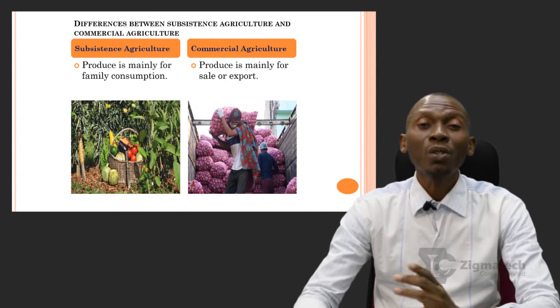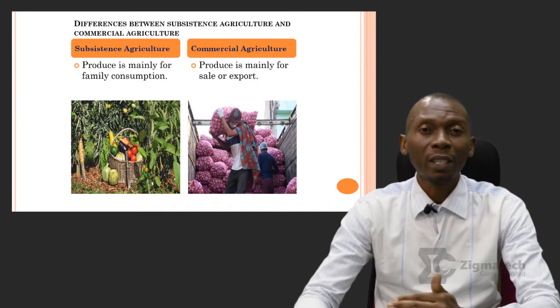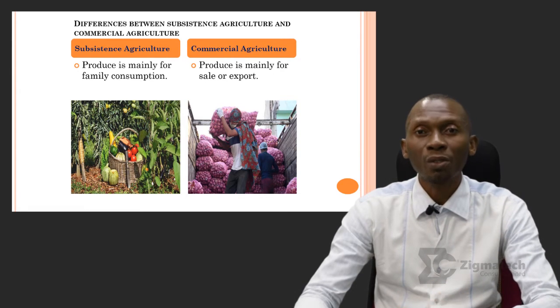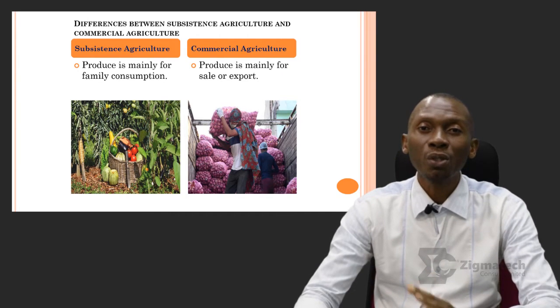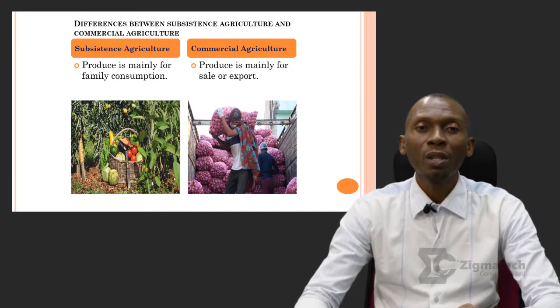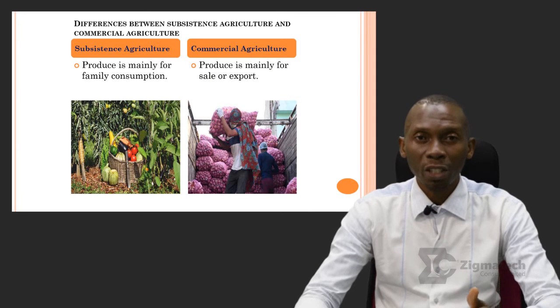Subsistence agriculture is also mainly produced for family consumption, based on the definition I stated earlier, that subsistence agriculture is just for the farmer's consumption. So one of the differences is that subsistence agriculture produces food mainly for family consumption, while commercial agriculture involves the production of food for sale or for exportation.